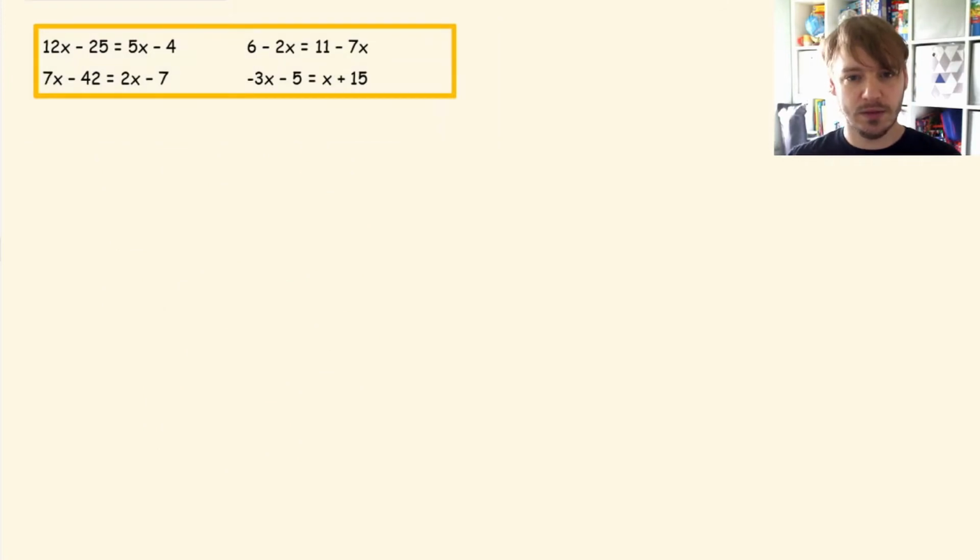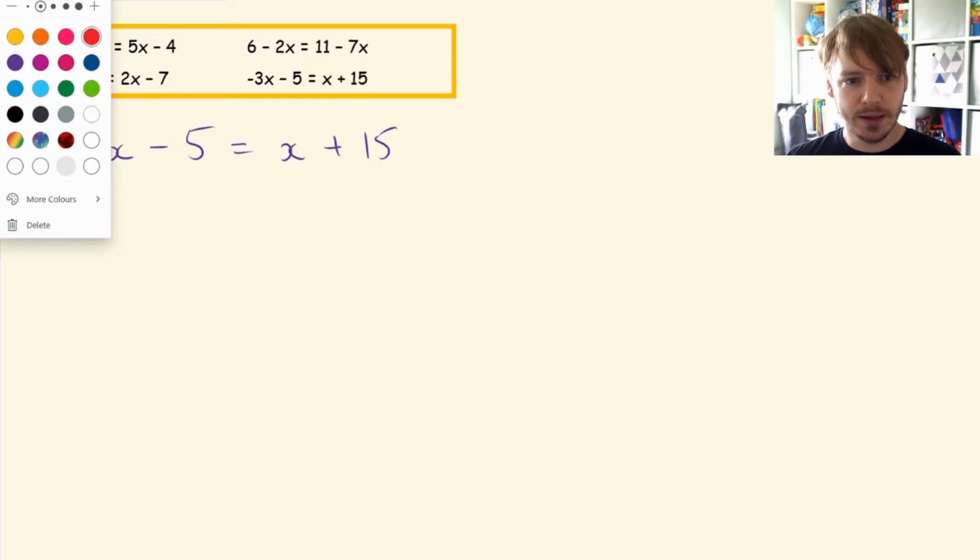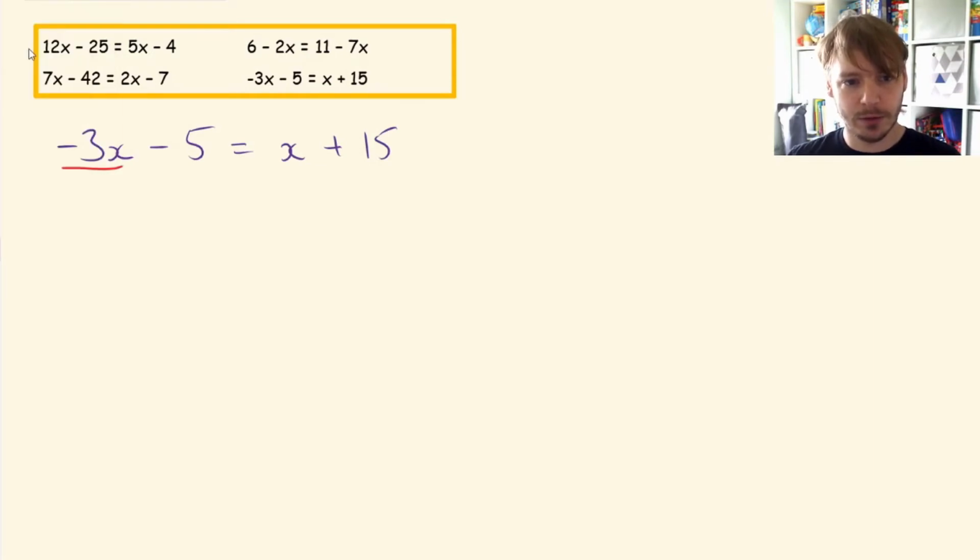If I want to have a go at one of these slightly more awkward ones with negatives, let's just have a look at this last one here. Negative 3x subtract 5 equals x, add 15. Again, I want to get rid of the smaller amount of x.